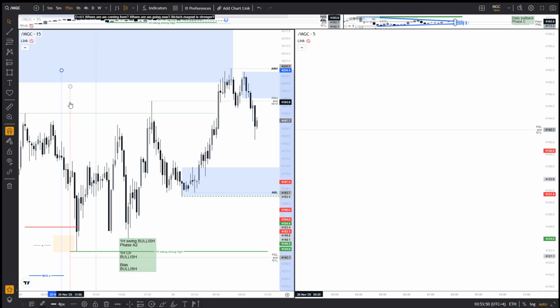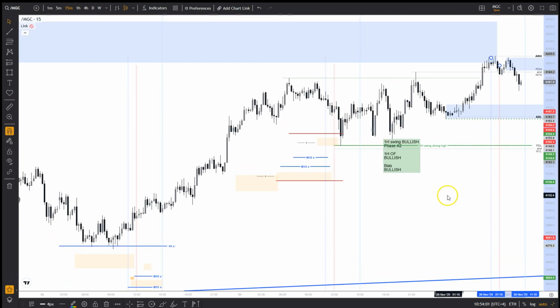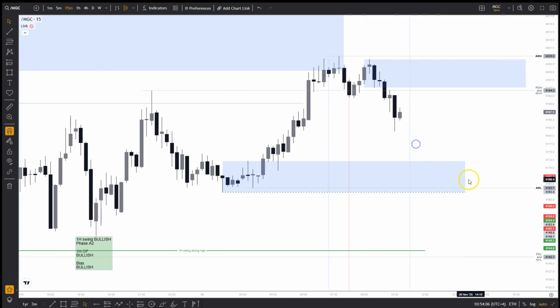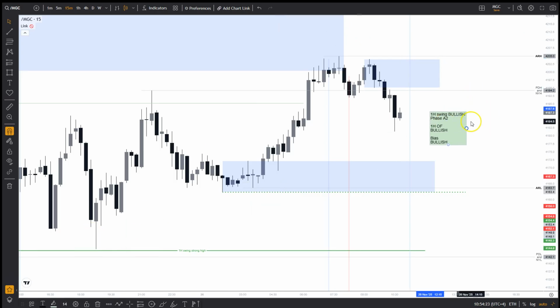On Frankfurt, we have this on lower time frame. This is M15, so we are going to enlarge it and look at M15. So this is the demand we are looking for buy, and we will be potentially targeting this supply here on 1H. Now let's see, and here is our reference for 1H. So 1H swing is bullish, phase A2, 1H RFO is bullish and bias is bullish. So we're looking for buys.